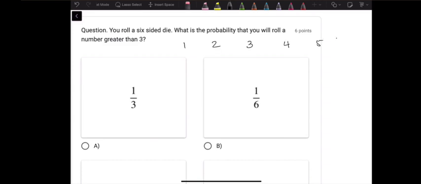So here are the number options in your 6-sided die. How many of them are greater than 3? Only these 3. So your probability is going to equal a total of 6 possible ways this die could land, and only 3 of them are greater than 3.